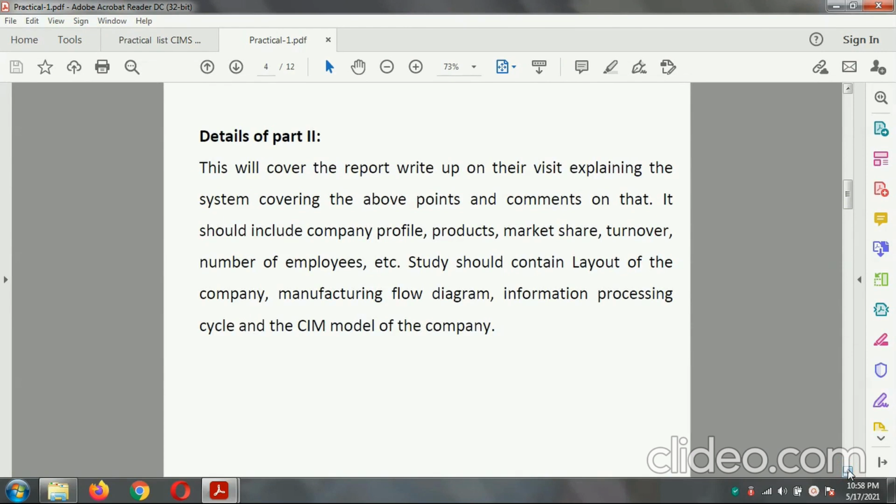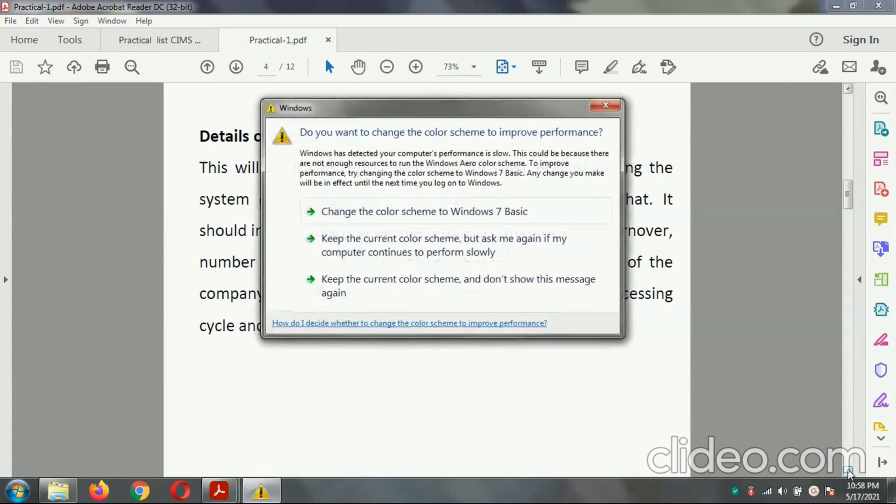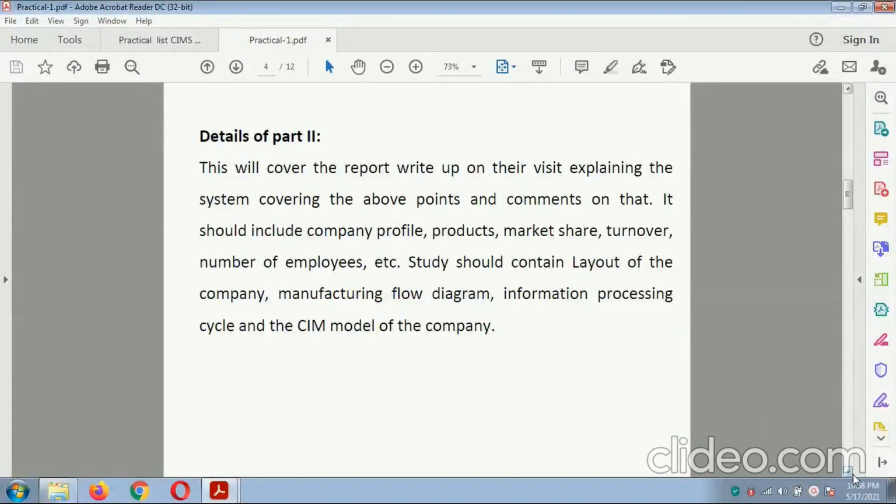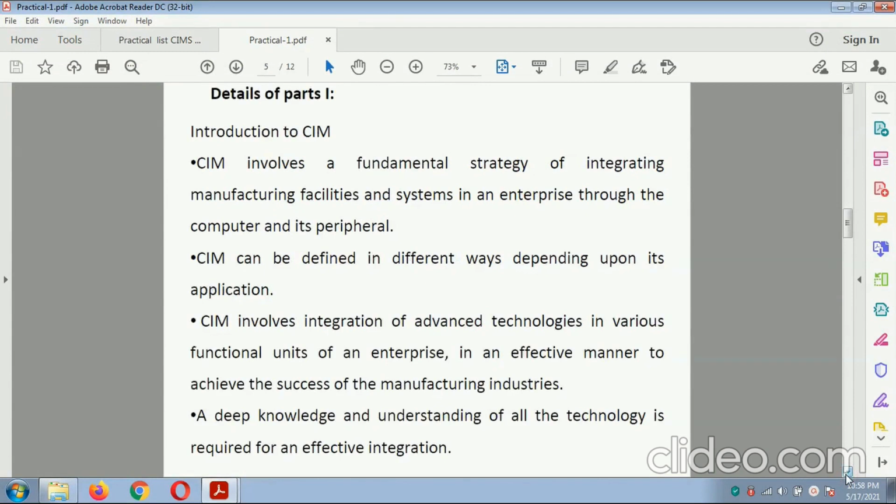Part 2 covers report writing on the industrial explanation of the system, pointed and commented. It should include company profile, product, market share, turnover, number of employees, etc. The study should contain the layout of the company, manufacturing flow diagram, information processing cycle, and the CIM modules implemented by the company. Now the details of part 1, that is the introduction of the CIM.